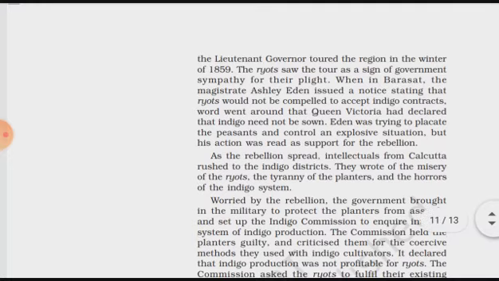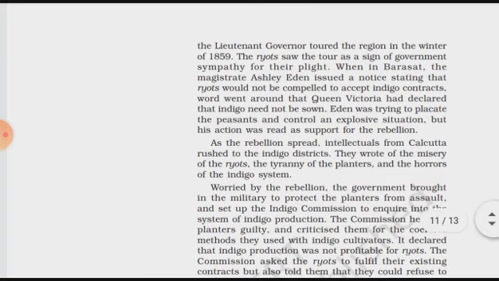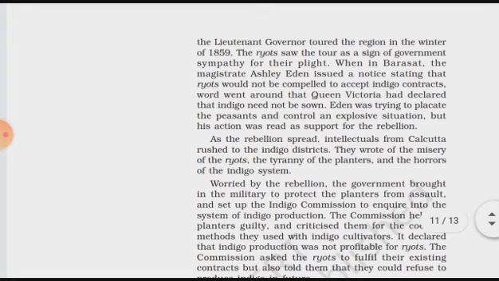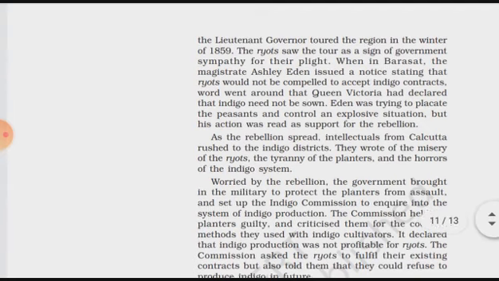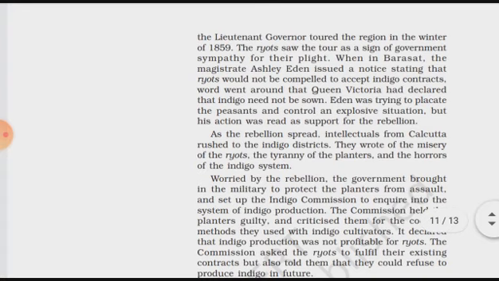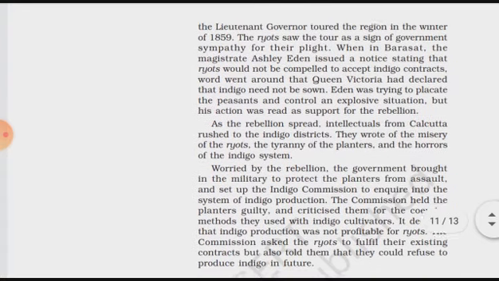When in Barasat, the magistrate, that is Ashley Eden, issued a notice stating that ryots would not be compelled to accept indigo contracts. And word went around that Queen Victoria had declared that indigo need not be sown. Then the district magistrate, Ashley Eden, issued a notice that the ryots would not be forced to grow indigo and to accept indigo contracts. And the same notice was said to have gone to Queen Victoria, who also declared that indigo need not be sown in their fields.